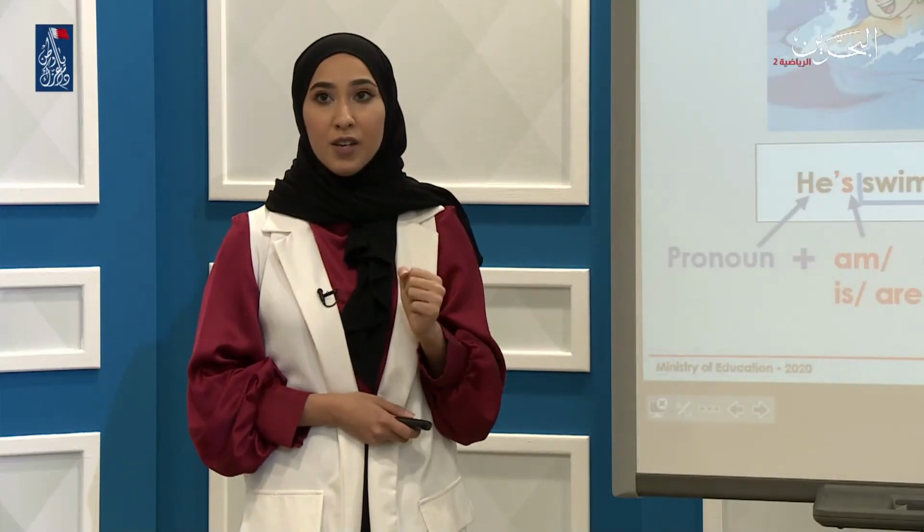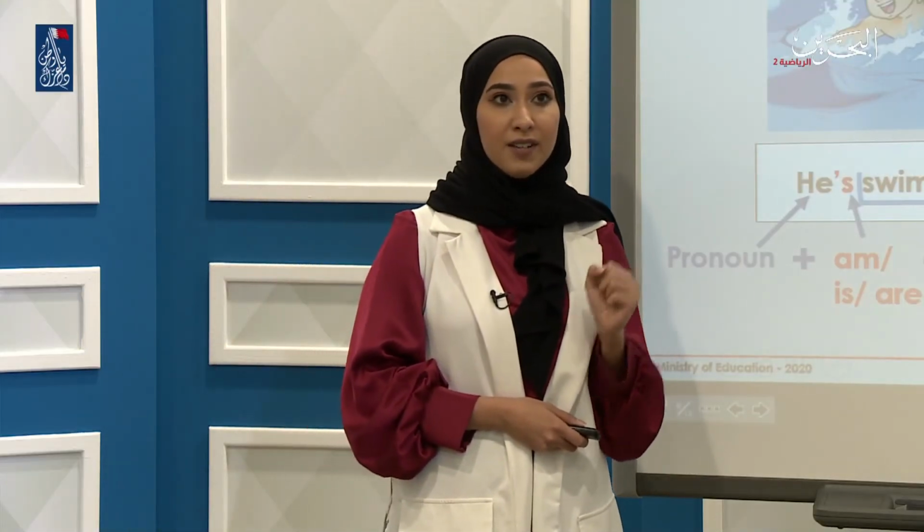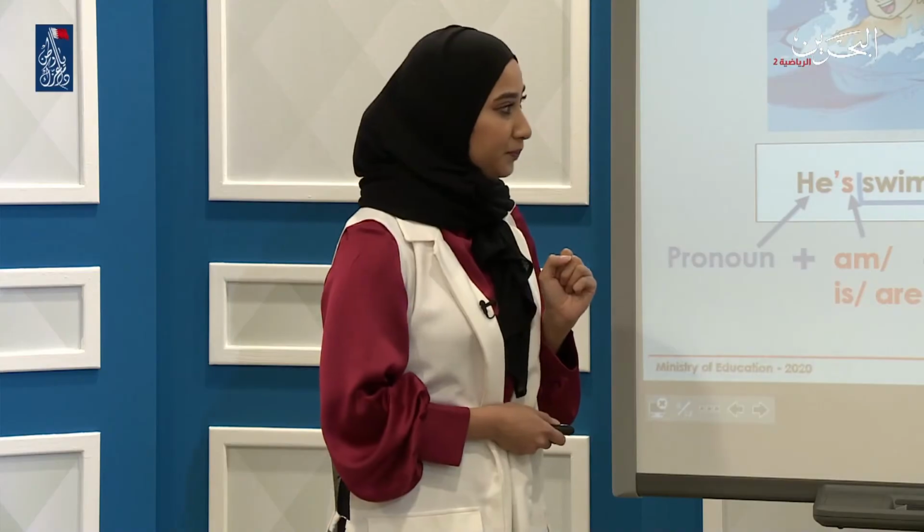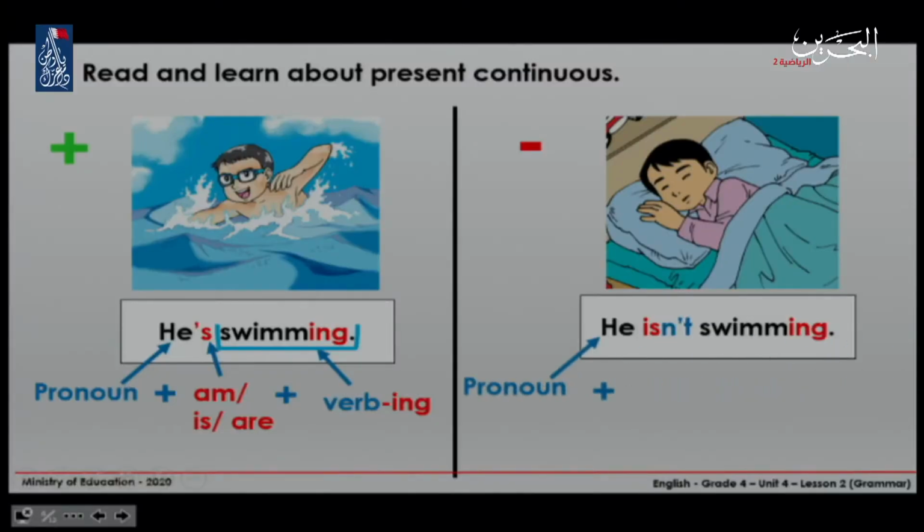Let's move on to the structure of the negative form. Again, we will start with the pronoun. Here it's he. Then with the verb to be, is, plus not, so it's isn't. And then finally, we add the verb plus ing, swimming. He isn't swimming.